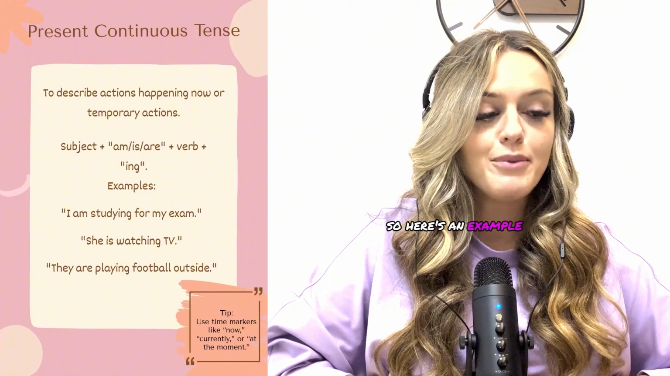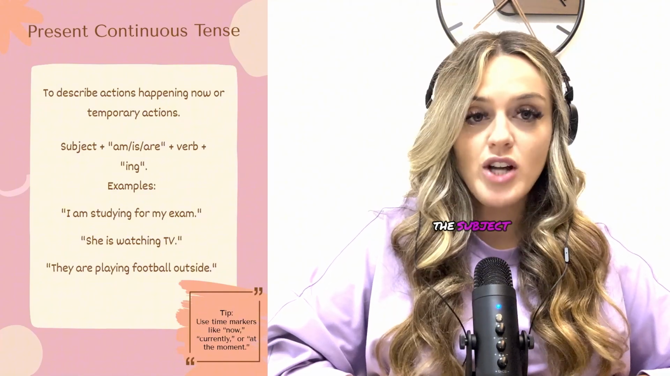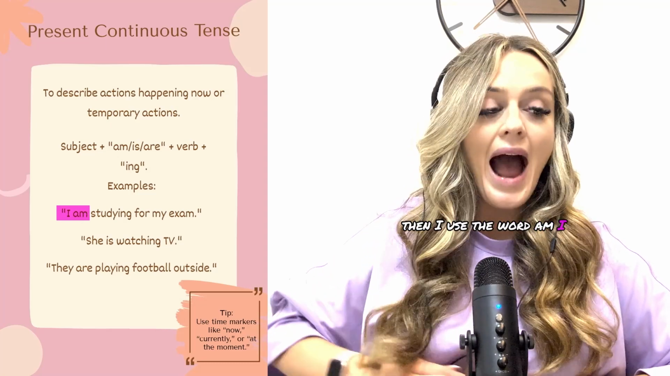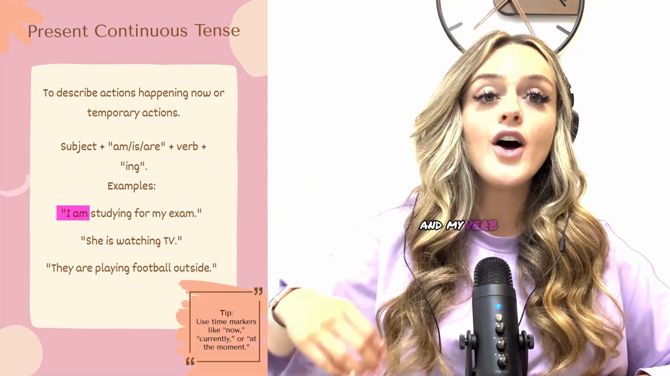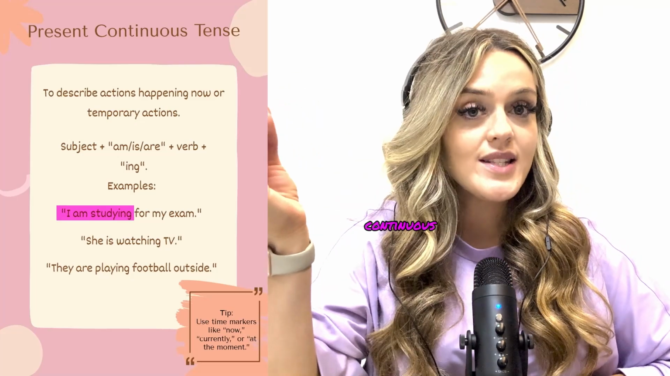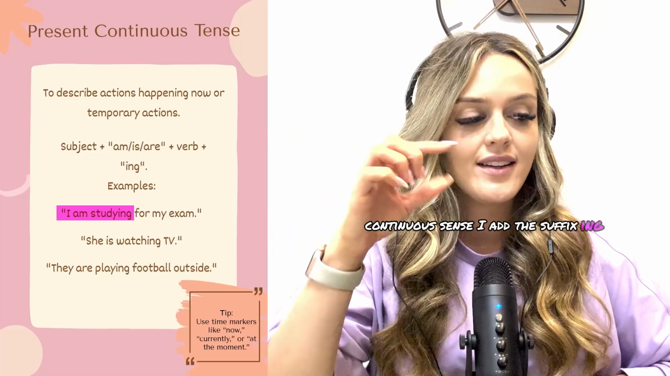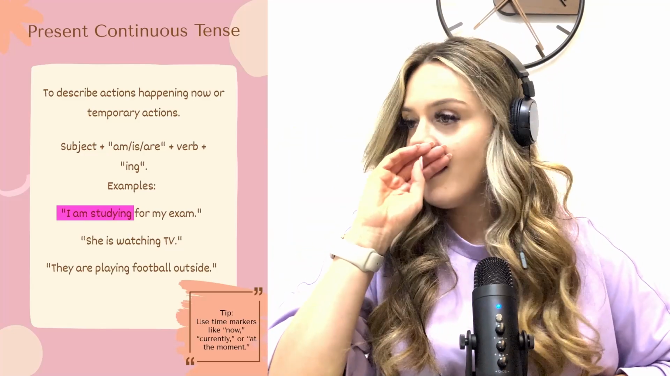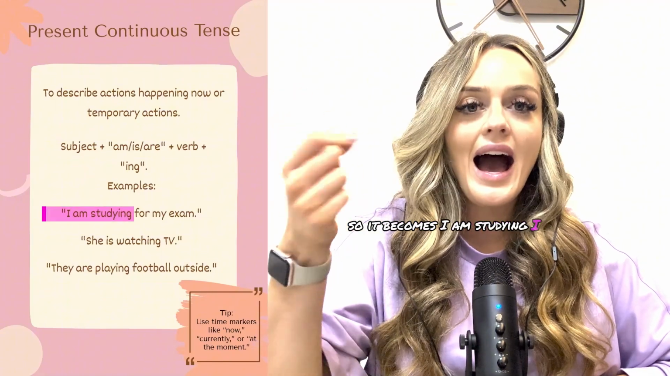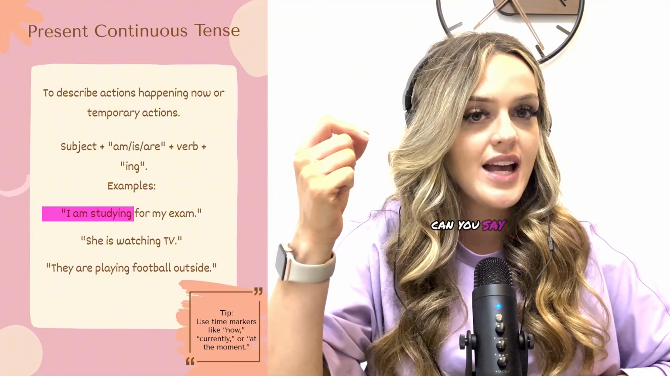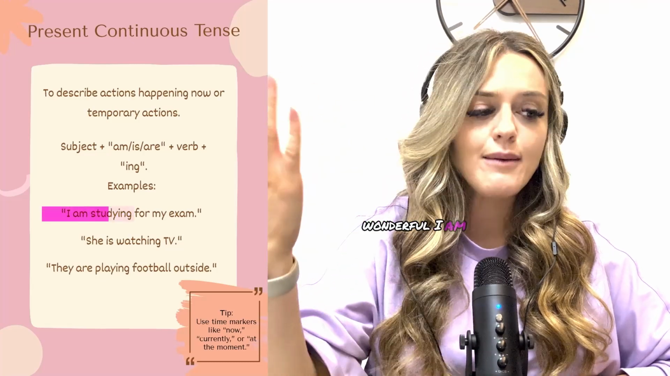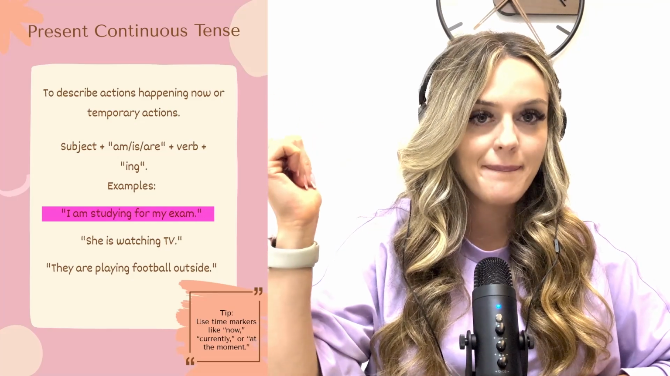So here's an example sentence. The subject is I. And then I use the word am. I am. And my verb is study. But because I'm talking in the present continuous tense, I add the suffix ing. So it becomes, I am studying. Can you say that? Wonderful. I am studying for my exam.